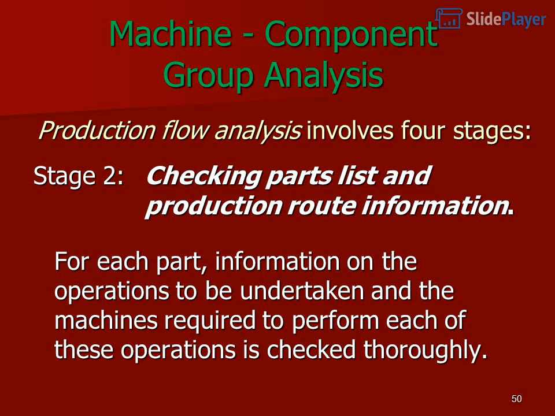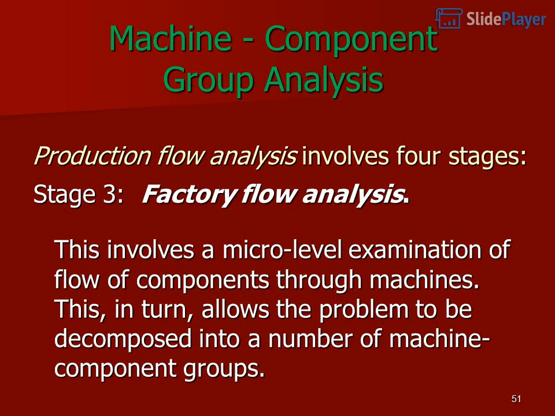Stage 2. Checking parts list and production route information. For each part, information on the operations to be undertaken and the machines required to perform each of these operations is checked thoroughly.